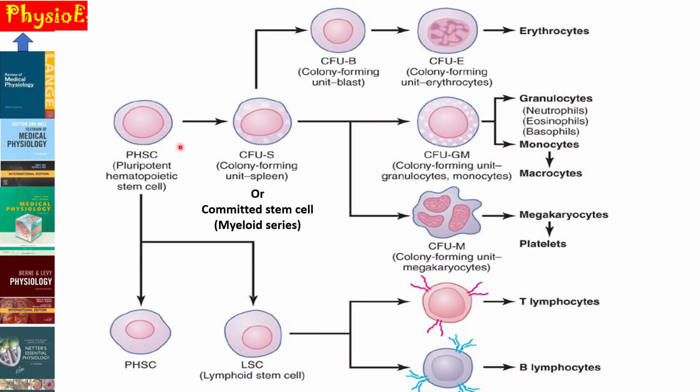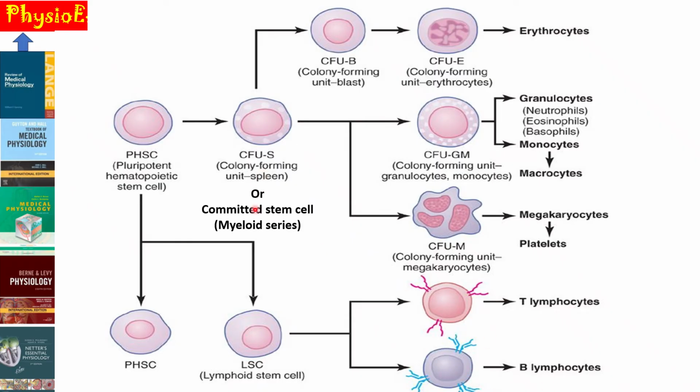So this is the flowchart showing erythropoiesis as well as leukopoiesis as well as thrombopoiesis. We will now concentrate mainly on erythropoiesis. All cells arise from the pluripotent hemopoietic stem cell, which gives rise to the committed stem cell of the myeloid series. Another one is the lymphoid series, which gives rise to T lymphocytes and B lymphocytes by leukopoiesis.